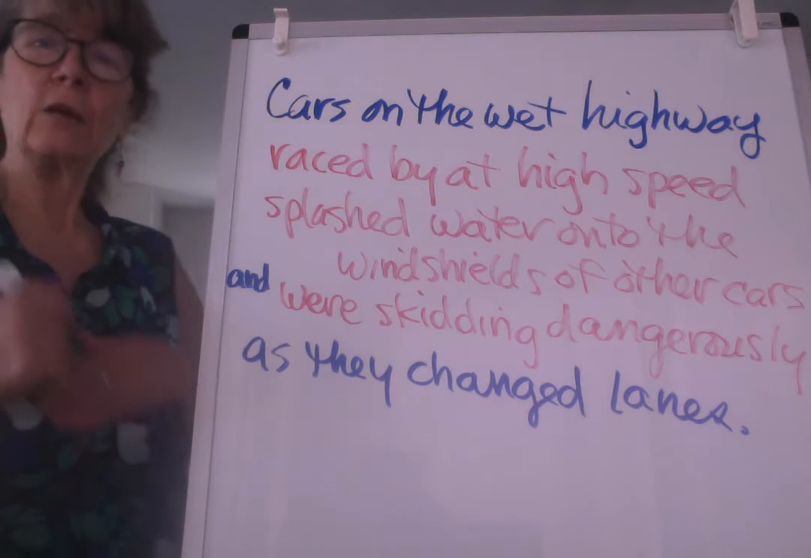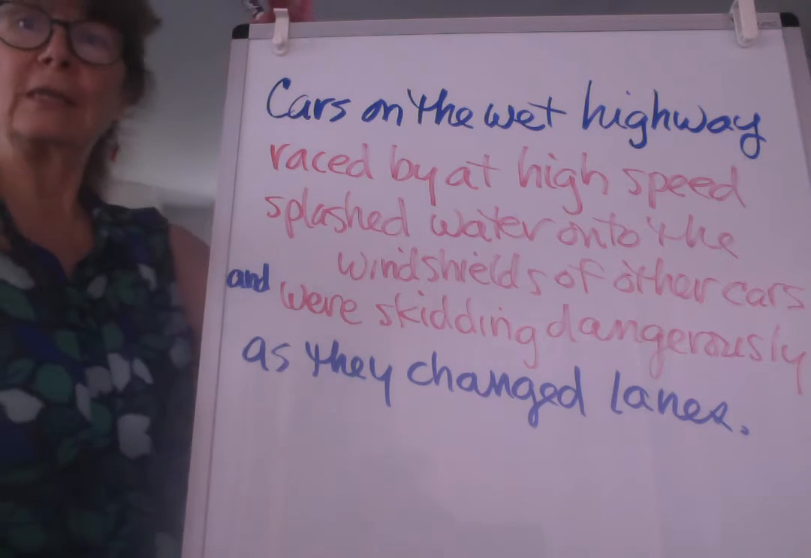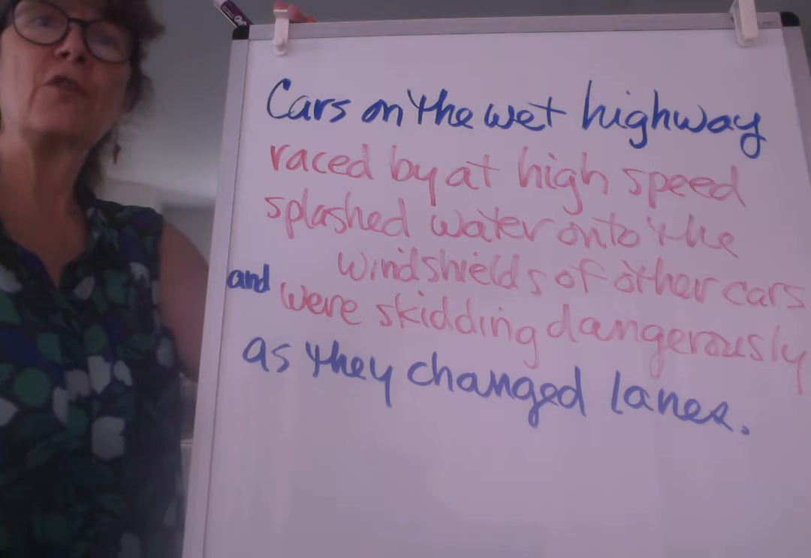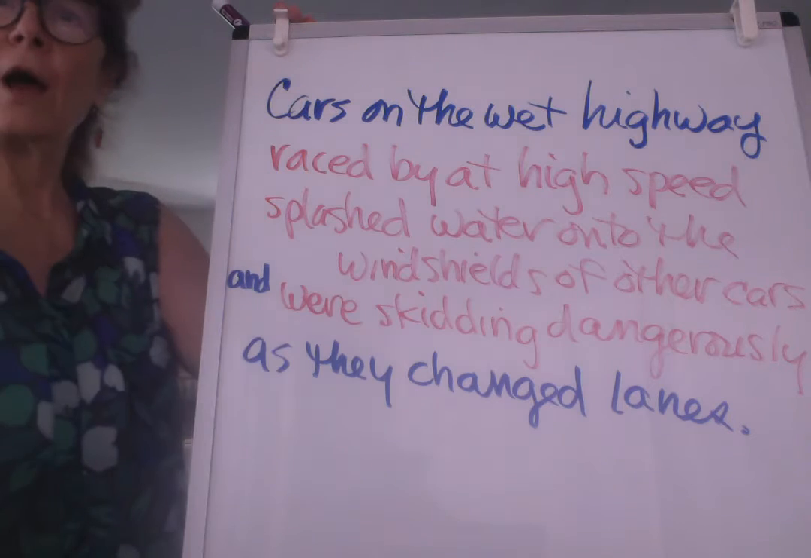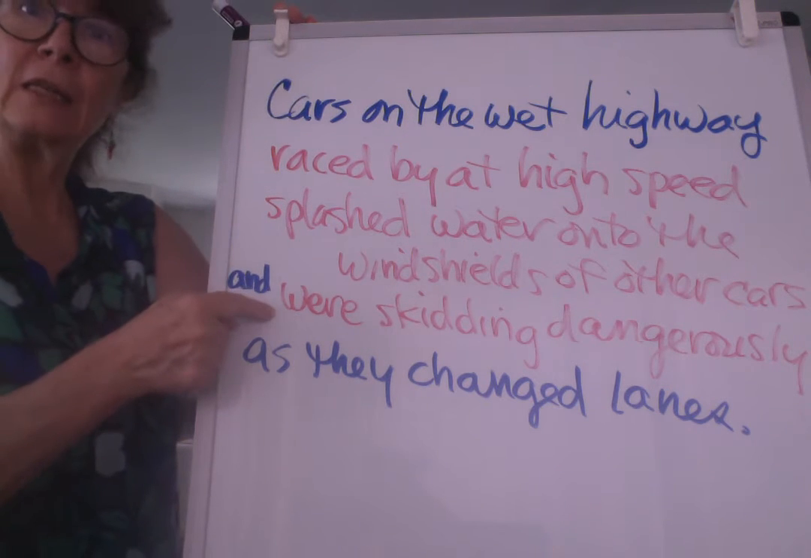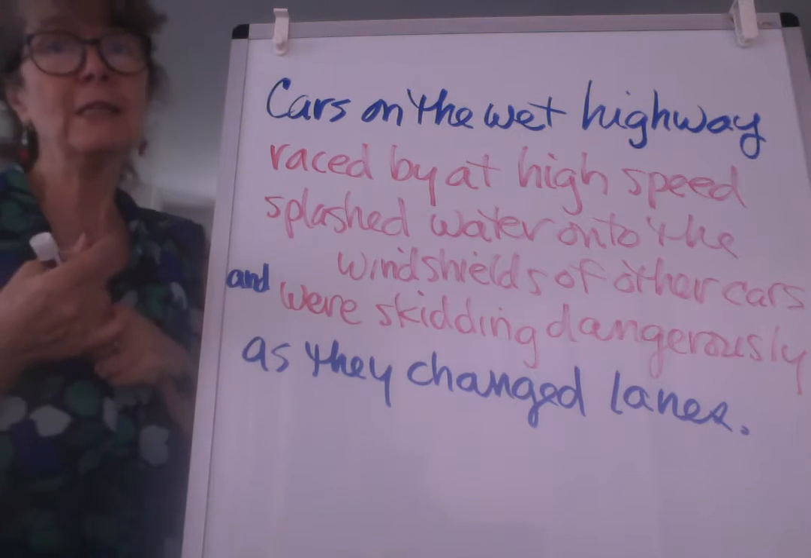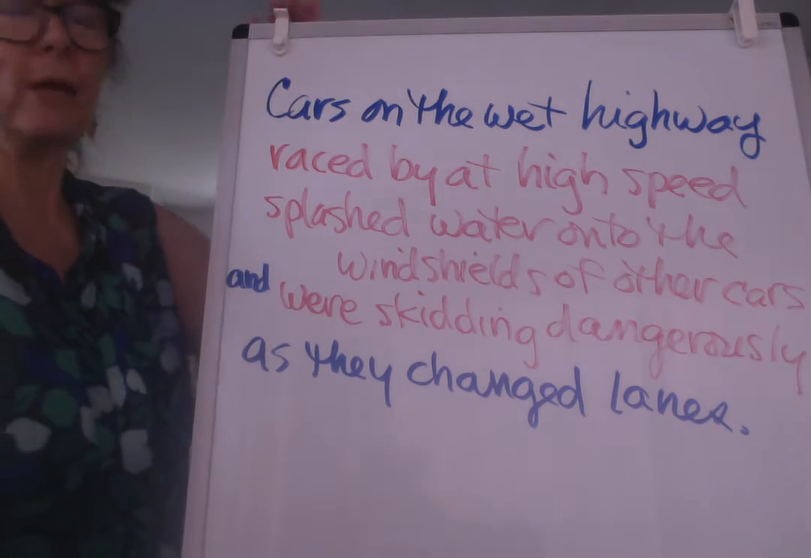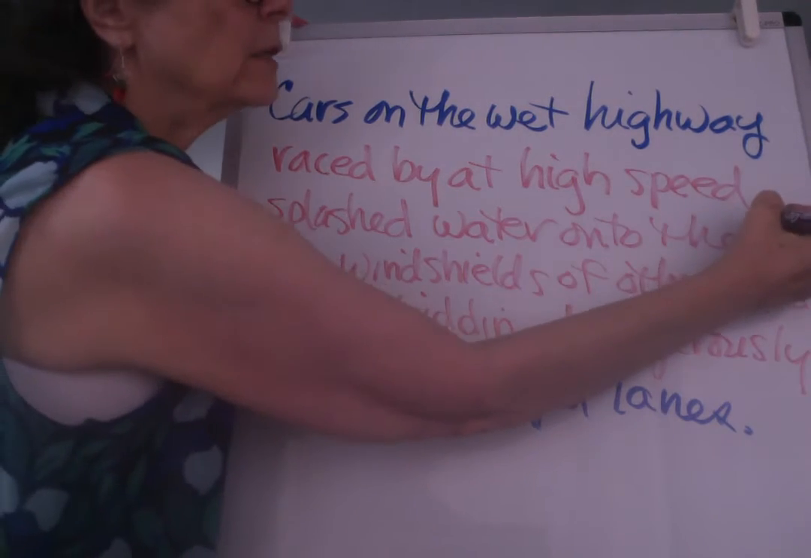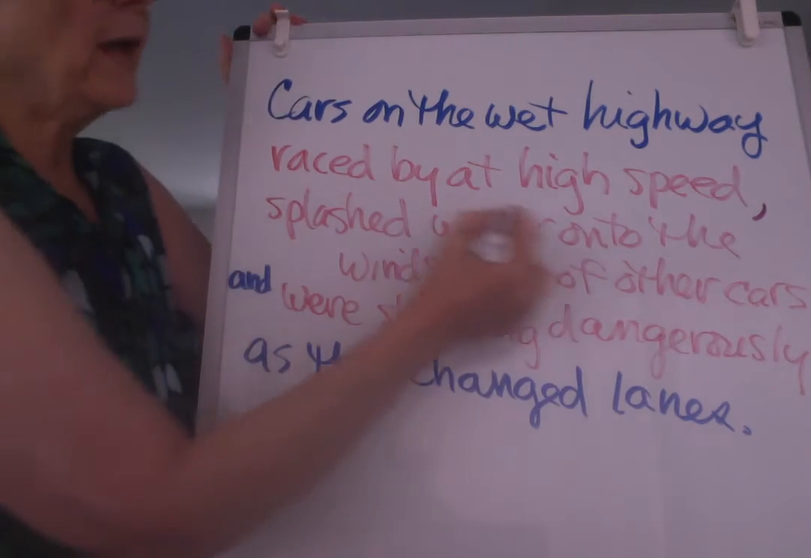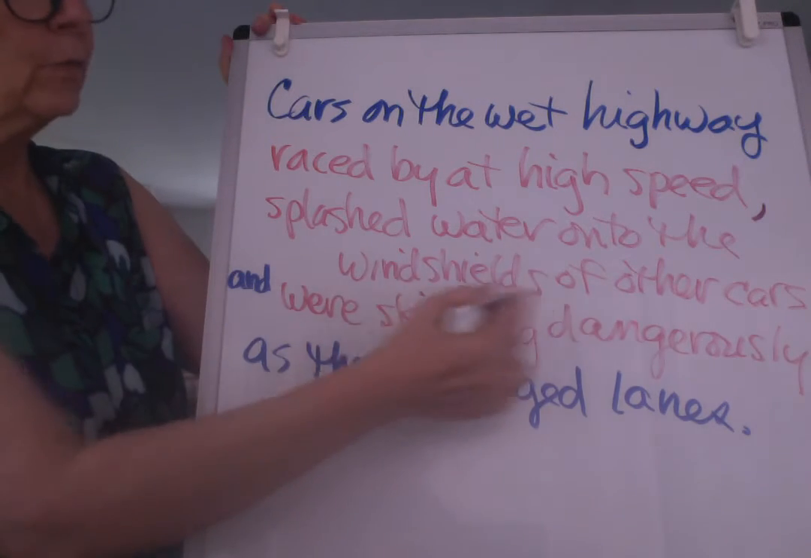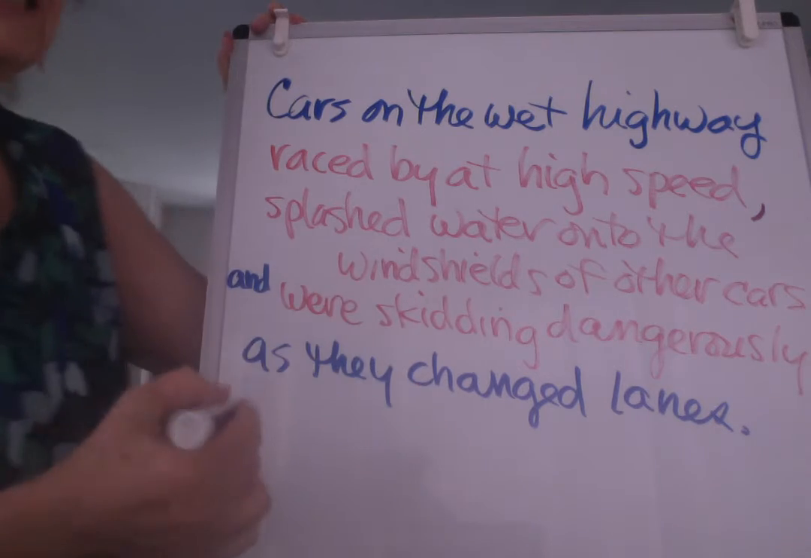Okay, so let's take a look at this sentence. There is a list of things in this sentence, is there not? There is a list of the things that the cars on the wet highway did. They did this, and they did this. So remember, we have a list, so we've got to make sure we put commas in the right place, right? Cars on the wet highway raced by at high speed, comma, splashed water onto the windshields of other cars, comma, and were skidding dangerously as they changed lanes.